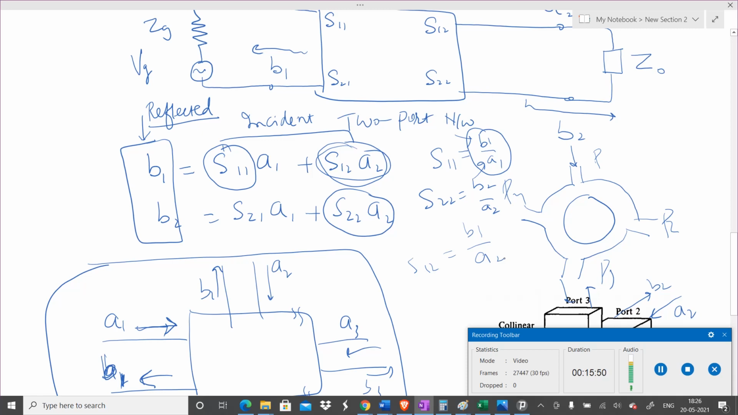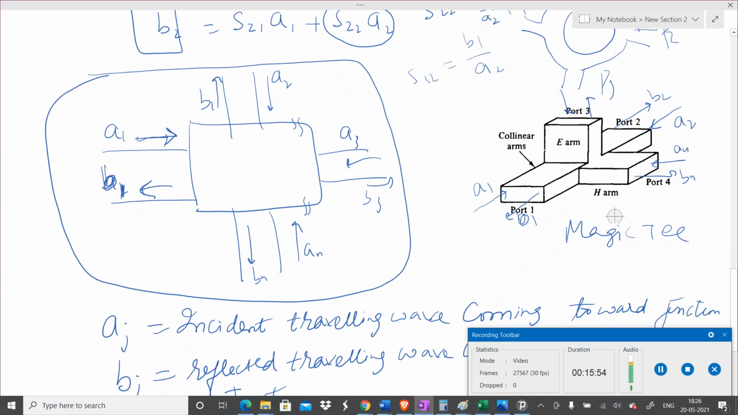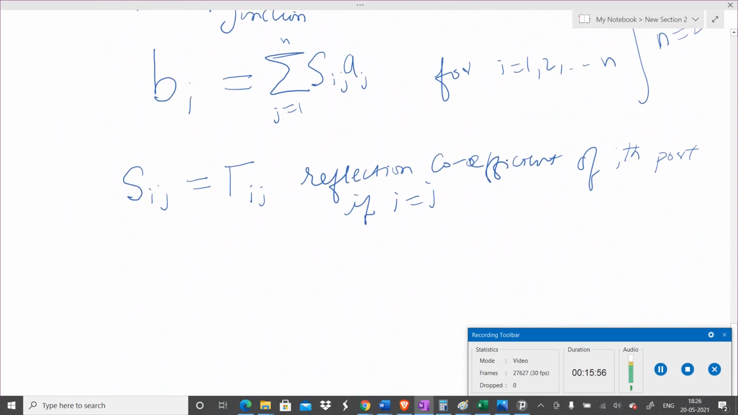So wherever you have S11, S22, S33, that is i equal to j. Wherever you have Sii type of S parameters, they are reflection coefficients. We will see it with examples also. Similarly, Sij can be a transmission coefficient.